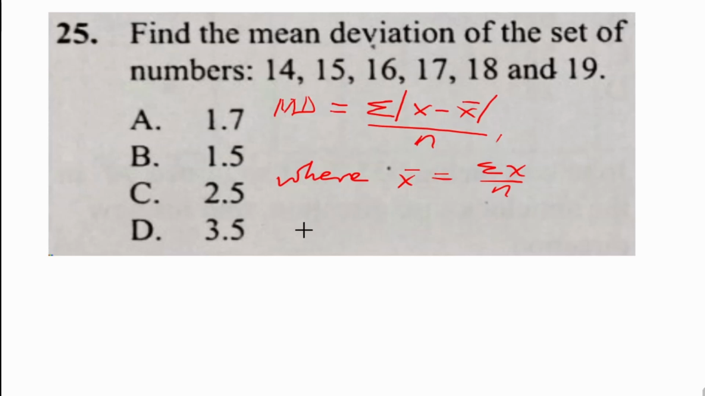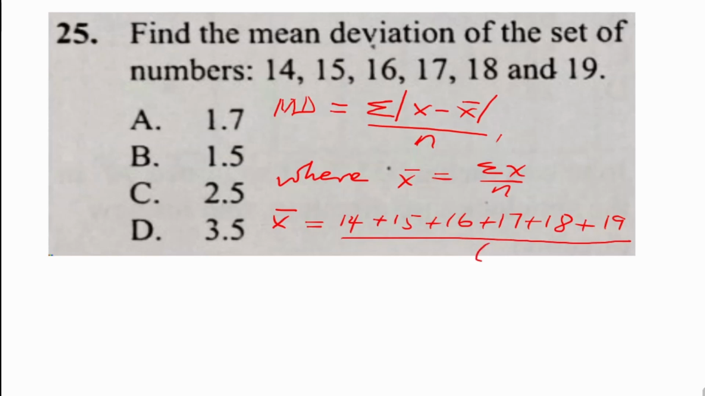To be able to solve this, we can use tables, but in this case, since the values are just 6, I would like to solve it without a table, but we can use tables as well. So we'll first start by solving for the mean, and the mean, like I said, is the summation of values divided by the number of values. So that is going to be 14 plus 15 plus 16 plus 17 plus 18 and then plus 19, all divided by 6, since we have 1, 2, 3, 4, 5, 6 values.